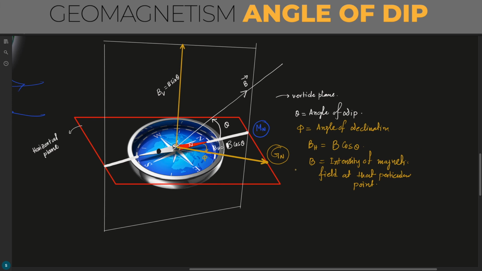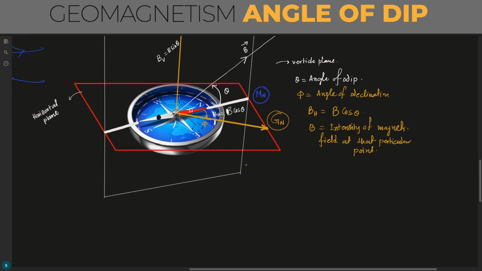Now the point is, what is angle of dip? Basically, if you have one compass with you, can you measure the value of the angle of dip? If I ask you, you can pause the screen and answer me. In my opinion, you can find the value of the angle of dip if you have one compass.